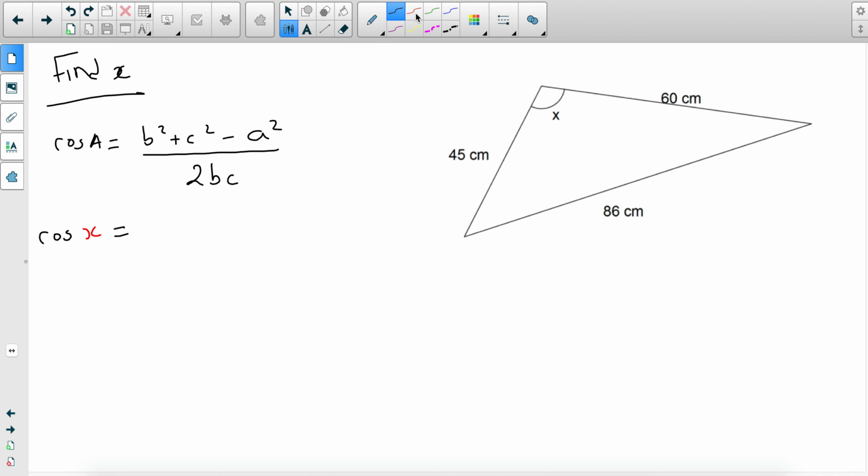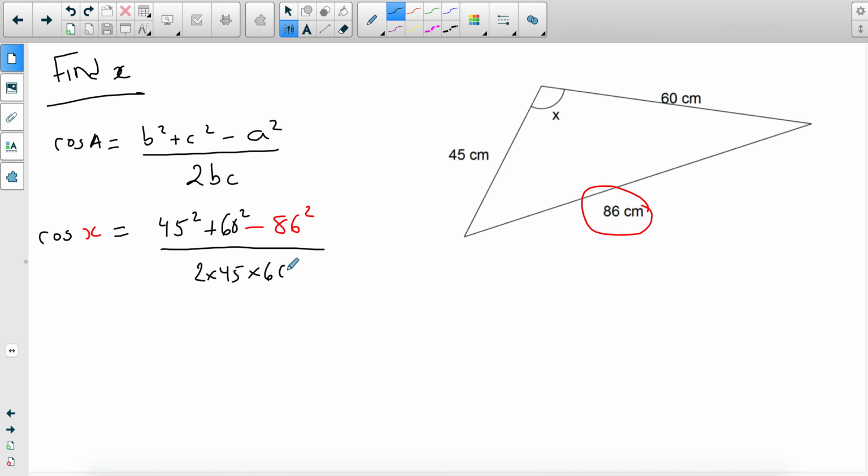Then the most important part I need to make sure of is that I subtract the length opposite to my unknown angle. So x is my unknown angle. The length opposite to it is 86. So this is my minus a squared. So I subtract 86 squared. And then as I mentioned, everything else, the b and the c, will be these two. It doesn't matter which one you pick as a, b, or c. They're interchangeable. So b squared could be 45 squared, and then plus 60 squared, and then 2 times 45 times 60.